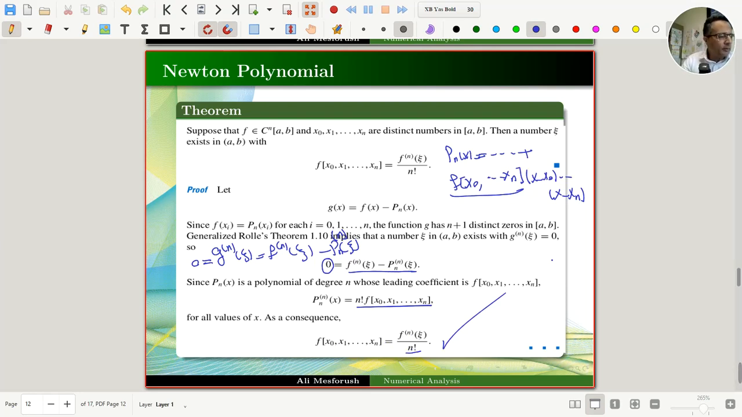This theorem can be used in some theoretical problems when we want to prove something.